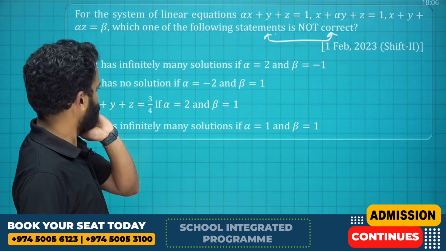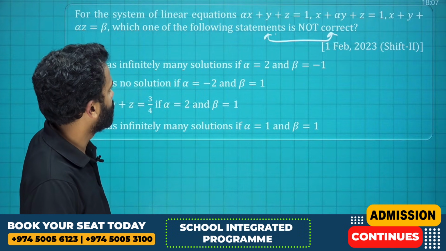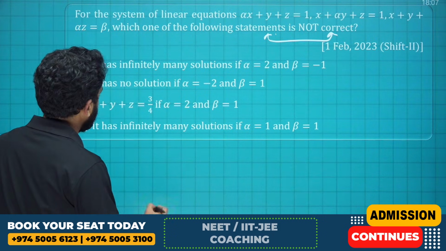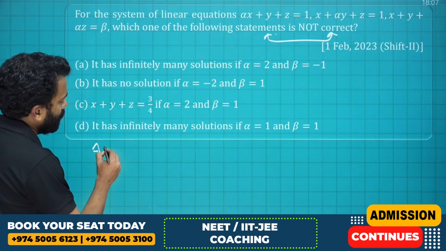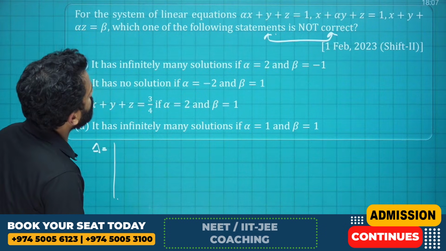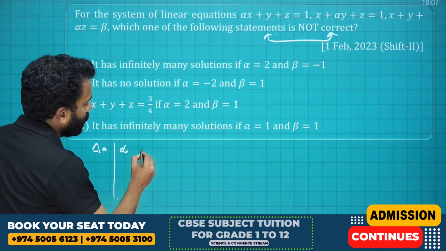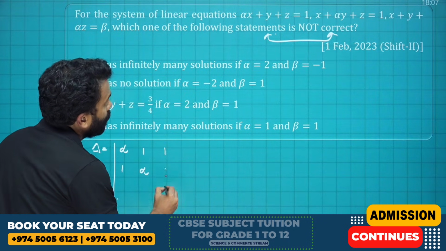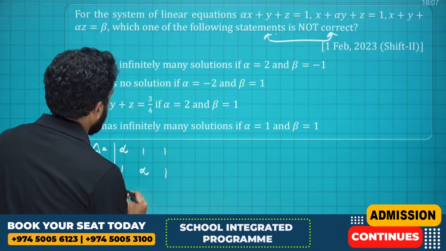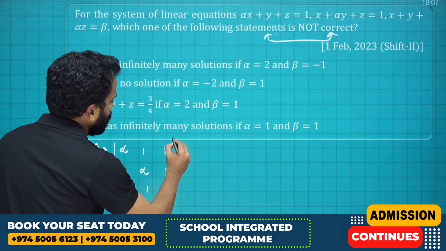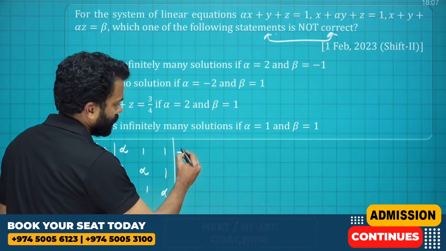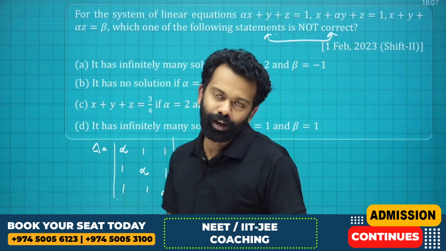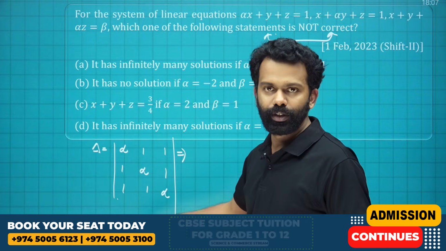So, let's find the values first, the value of the parent determinant, that is delta. Delta is equal to alpha 1 1, 1 alpha 1, and 1 1 alpha. I'm just opening this determinant. We know that by substituting alpha is equal to 1, this determinant becomes 0.